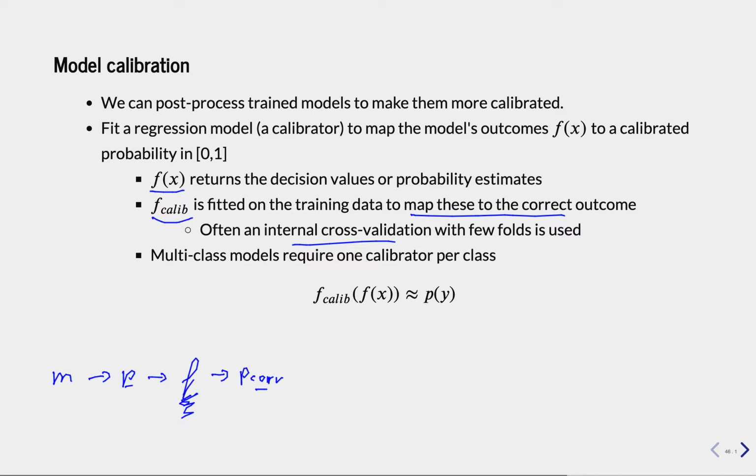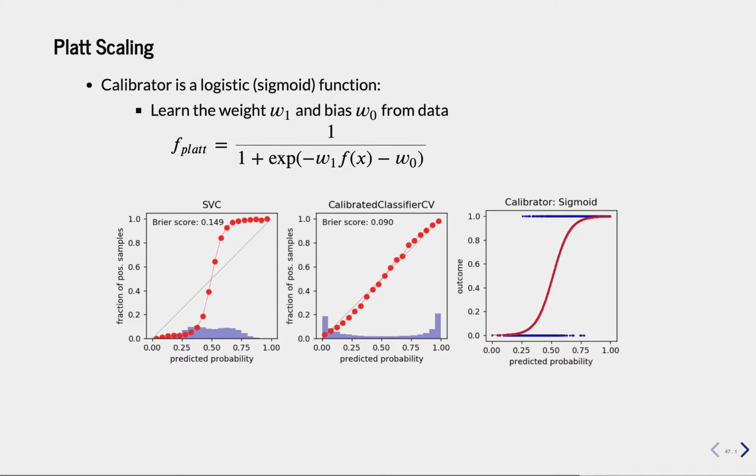Right, so this is quite simply what we do. We take our original model, we take the outputs, we pass them to the calibrator, and the calibrator then returns to us the hopefully correct probabilities. And if you have a multi-class model, we require one calibrator per class. One of the most well-known methods for doing this is Platt scaling.